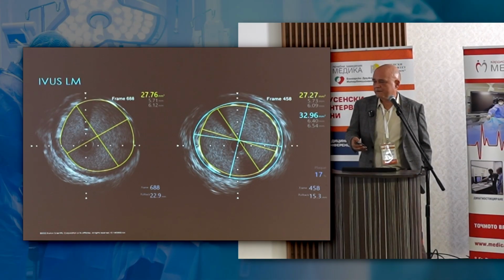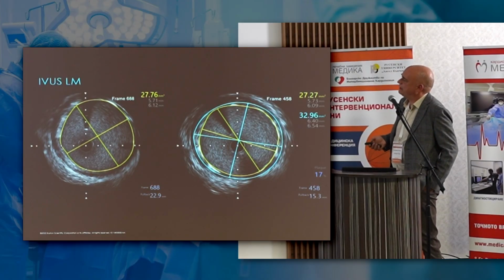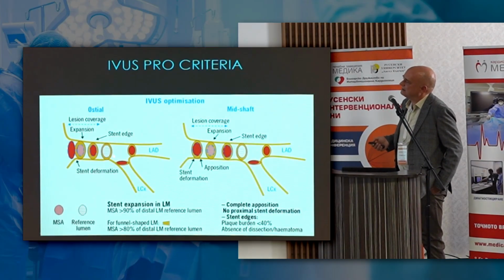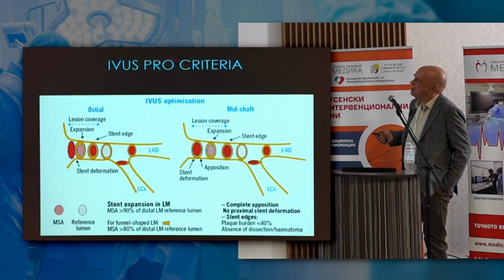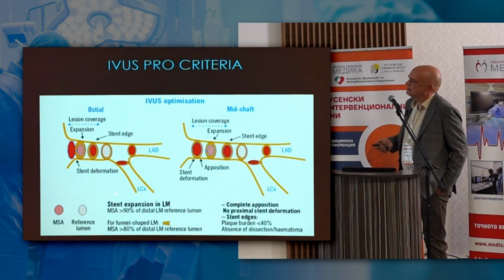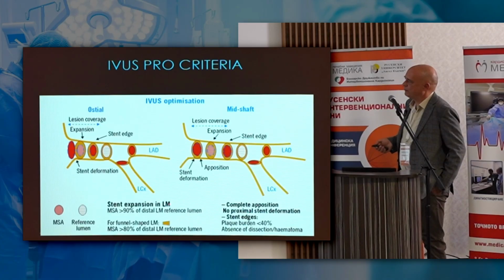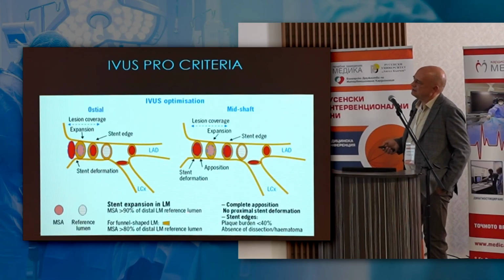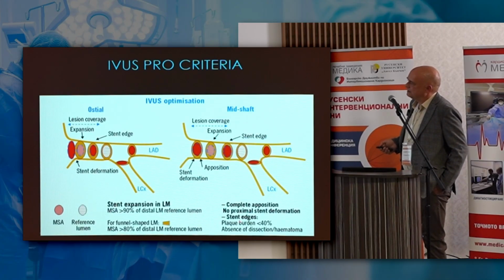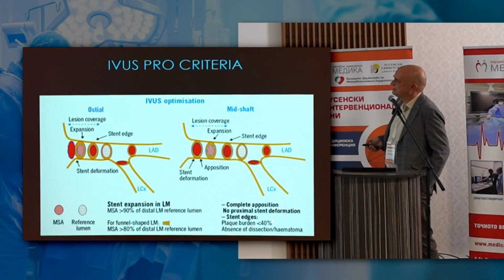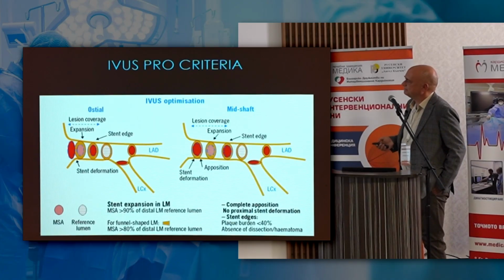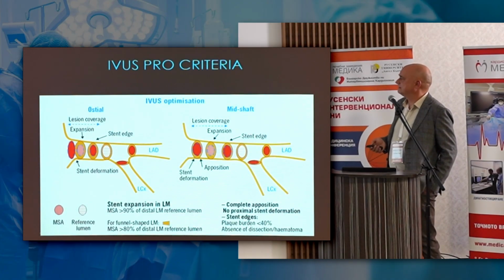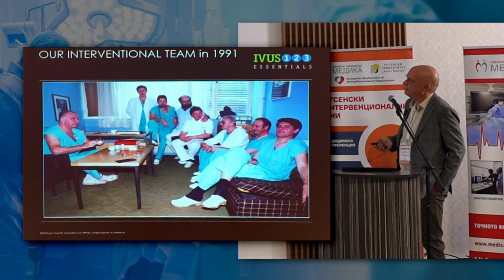So we keep controlling this patient, and in our cath lab we have on the wall the IVUS criteria, which are a must for left main PCI: the minimal stent area should be more than 90% of the distal left main reference lumen, without dissection and hematoma, plaque burden less than 40%, and complete apposition, without proximal stent deformation.